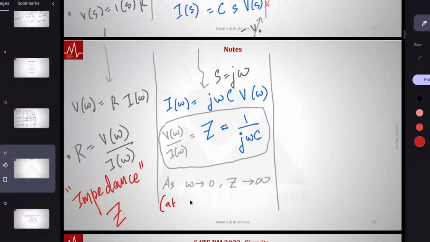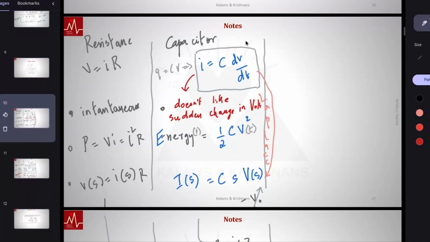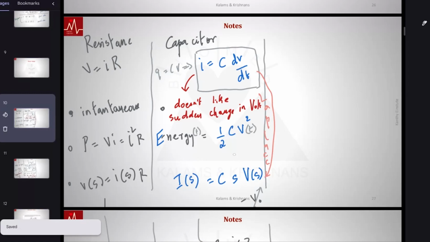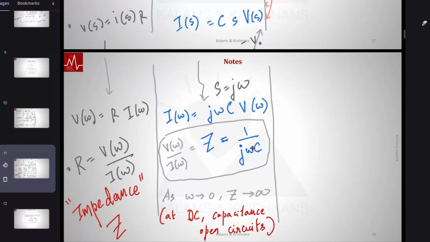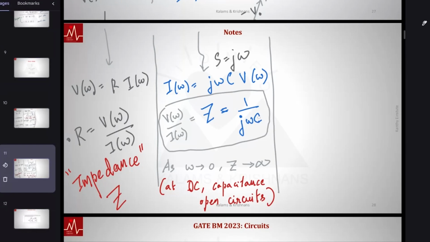Notice at DC, again, this is something that we have. Capacitor open circuits. Recall, okay? I is C dV by dt, all of you know. This says voltage cannot suddenly change. If it does, current is infinite. There is a problem in a physical circuit. Energy is half CV squared. Laplace transform or otherwise, you recognize the ratio of voltage to current is a function of frequency that happens to be 1 by j omega C. All of us know that. This is referred to as impedance. And looking at the impedance, you can see at DC, that is omega equal to 0, capacitor open circuits.